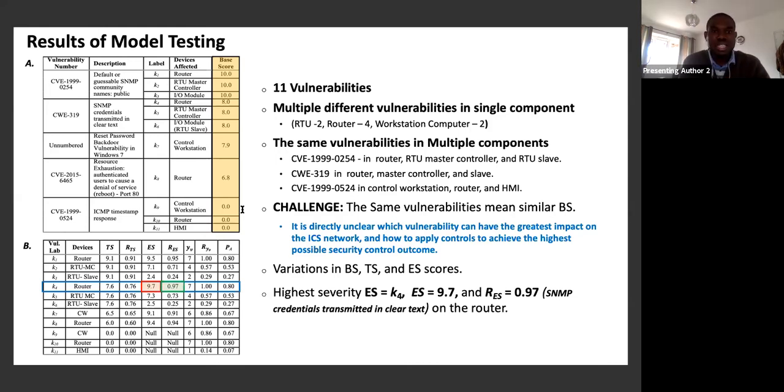base score, in terms of the environmental score, we see that K4, for example, has the highest severity of 9.7. And this indicated the vulnerability that an SNMP credential transmitted in clear text on the router. So what this basically means is that this can actually be subject easily to a man-in-the-middle attack if a potential person wanted to exploit this. So one of the highlighted points is K4.